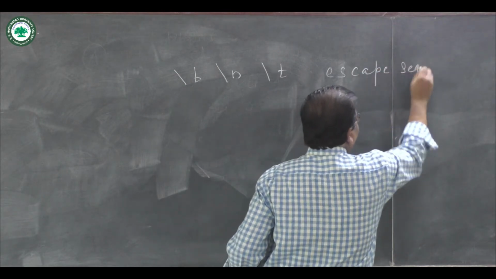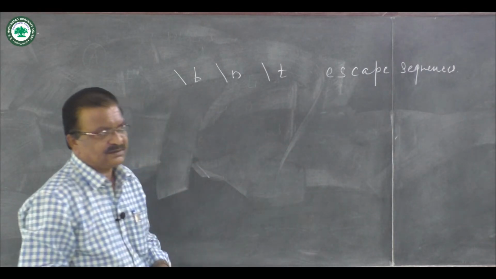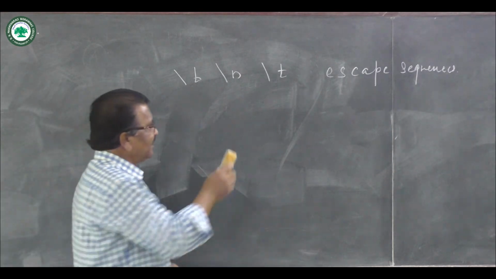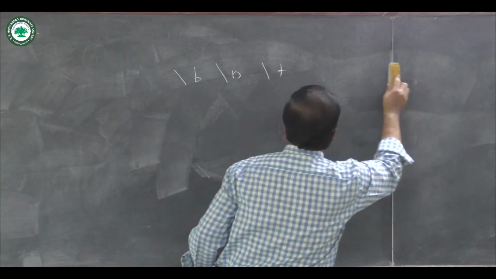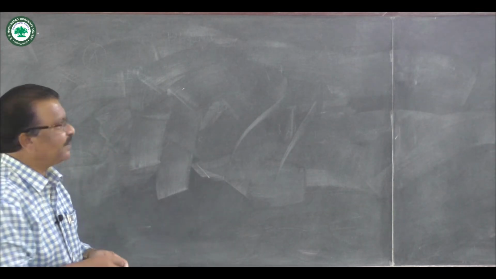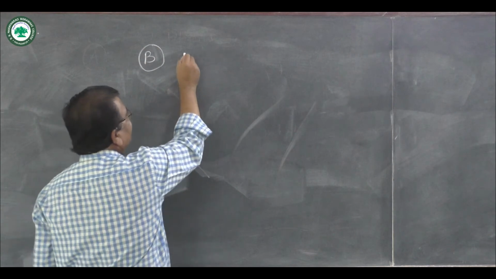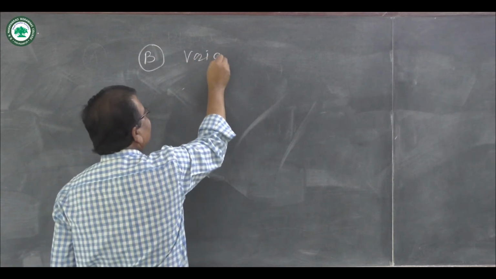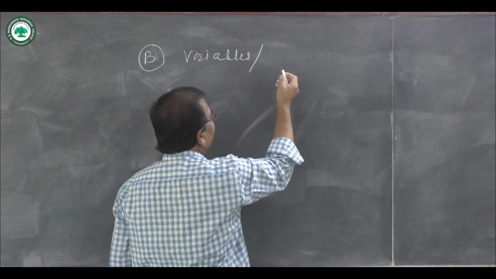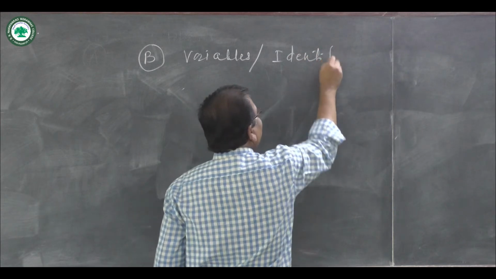Escape sequences, this is also a crucial construction in C. After the C character set, we will go to the next article, namely B, how to construct variable names, or variables, also called identifiers.